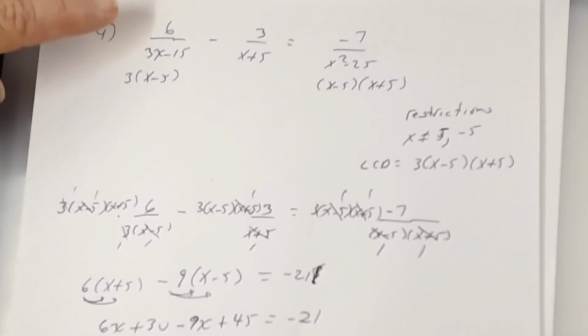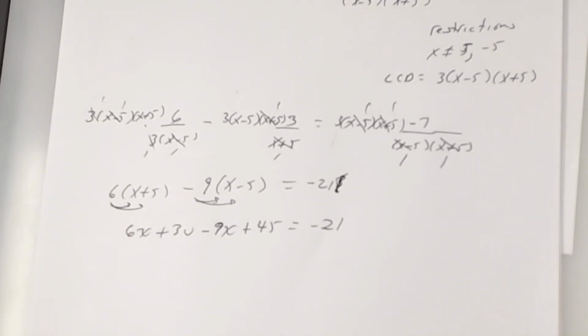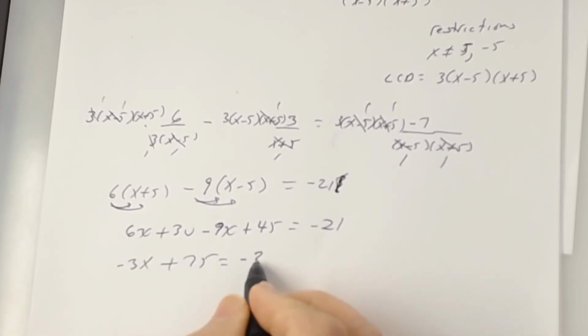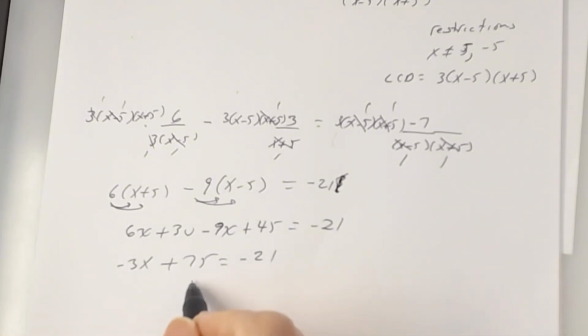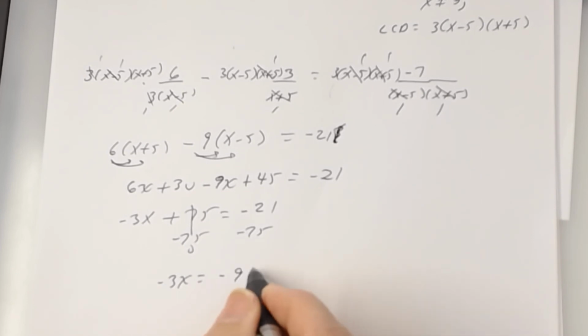So notice I went from a rational equation, and what kind of equation is this? Linear. All right, look at what you have and think about all the years that you've solved linear equations. What's the next step? Combine like terms. So let's do the variables first. What's 6x and a negative 9x? Okay. What's 30 and a 45? 75. Equal? All right. What's the next step? Combine like terms. I get negative 3x equal negative 96.